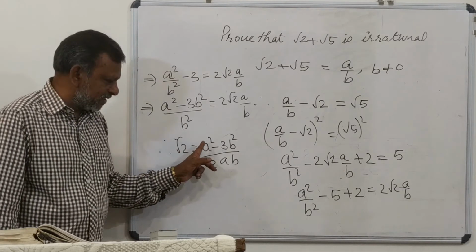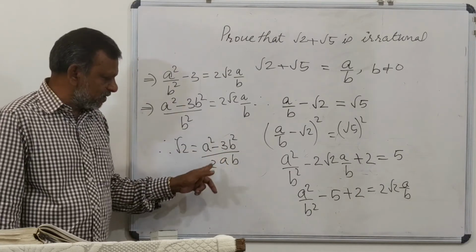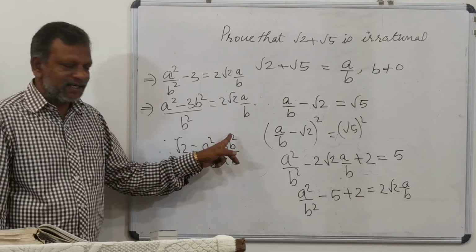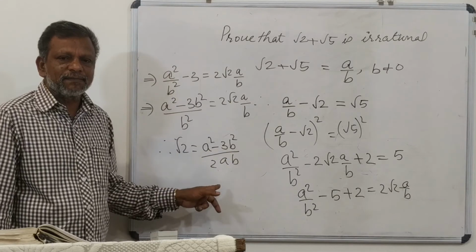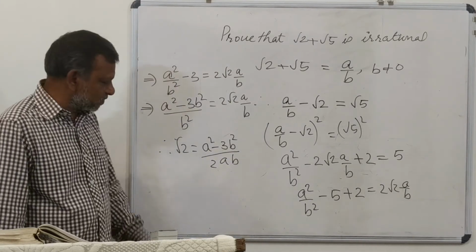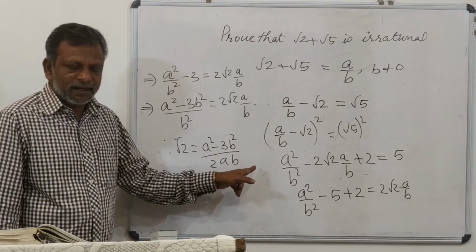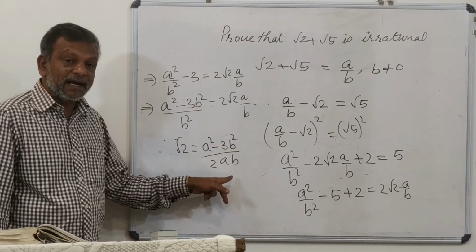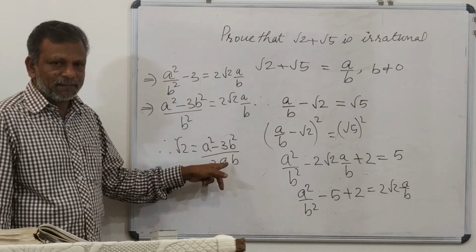But a is an integer, b is an integer, 3 is an integer, 2 is also an integer. So a squared minus 3b squared is an integer, and 2ab is another integer. An integer by integer becomes what? An integer by integer becomes a rational number. So root 2 is a rational number. Why? Because a squared minus 3b square by 2ab is a rational number. Therefore, root 2 is a rational number.